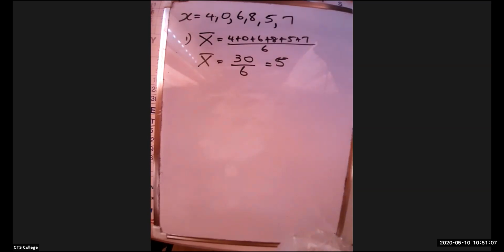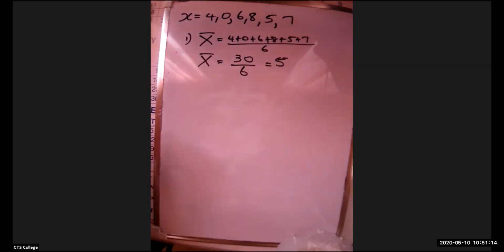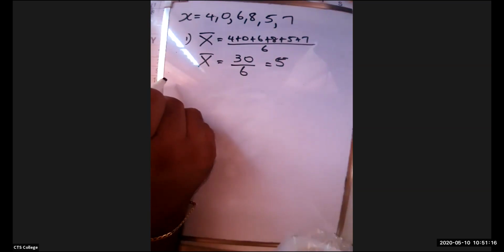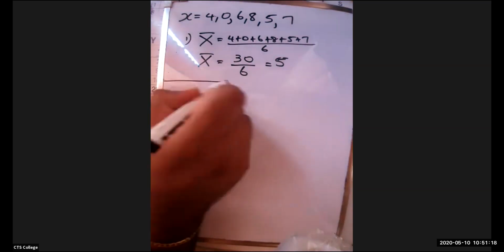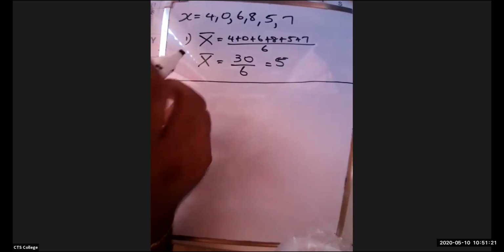Any questions so far? So that thing with the x and then the line on top, is that standard deviation? No. That's the symbol for the mean. It's called x bar.